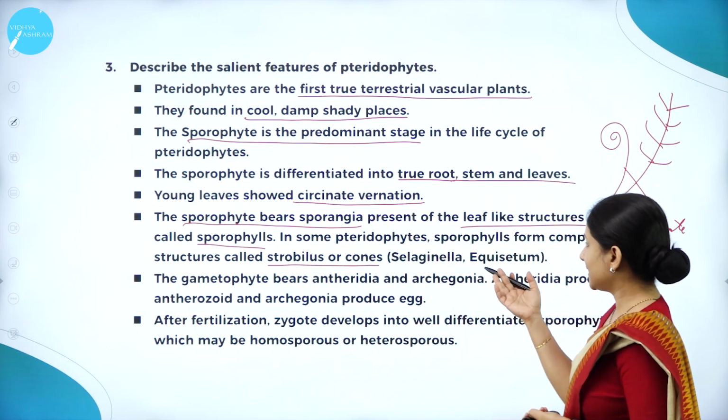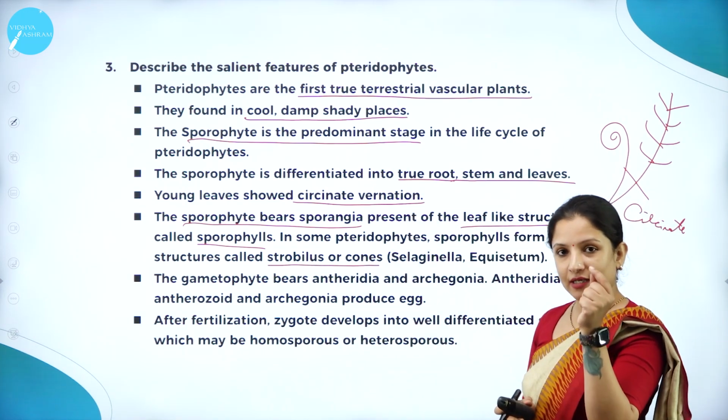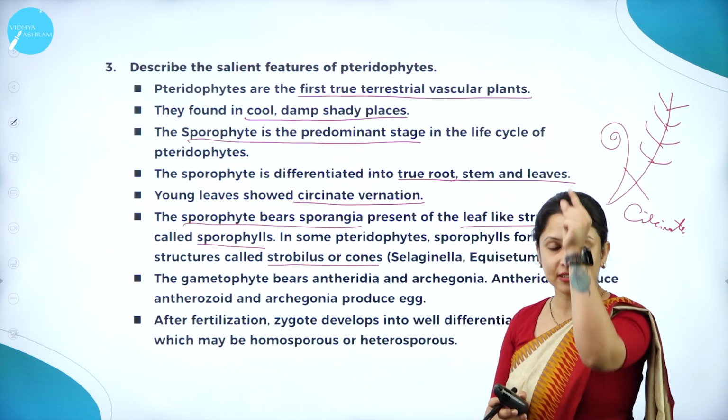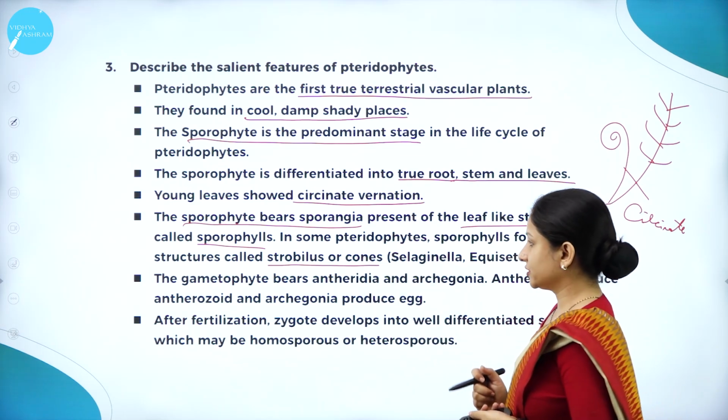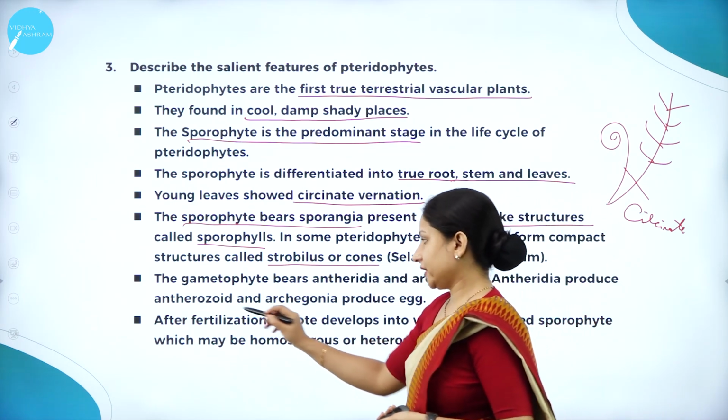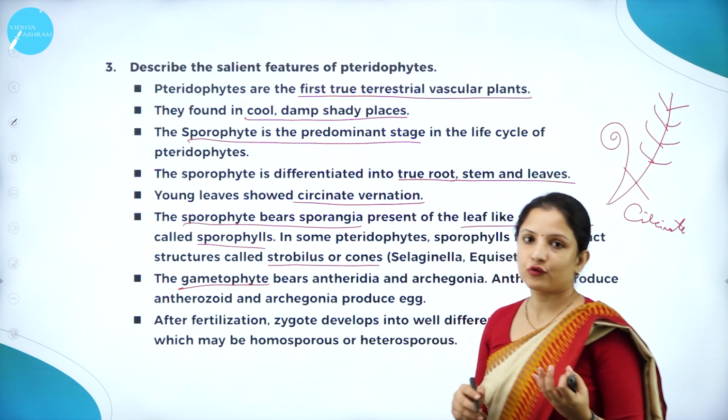Say for example, in Selaginella, Equisetum and all, if you look at that, you can find cone-like structures at the tip of the plant, the pteridophyte plant. That's nothing but strobili or cones. Next, talking about the gametophyte. We finished the sporophyte, now the gametophyte. Of course, they'll bear the gametes.